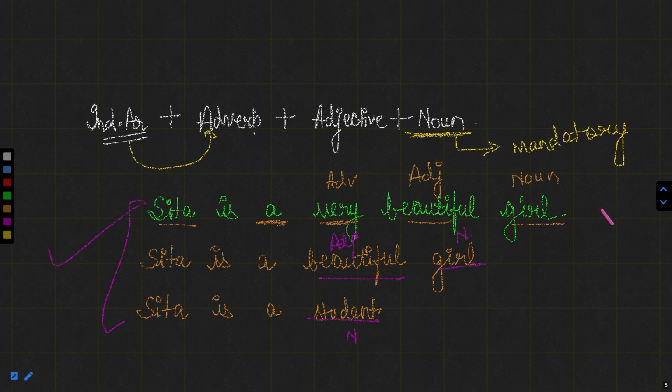Okay, Sita is a very beautiful girl. That is also correct. Sita is a beautiful girl. That is also correct. Sita is a student. That is also correct. But let me say another sentence. Sita is a very beautiful. Now, do you think this sentence is correct? Sita is a very beautiful. No, the sentence is incorrect.